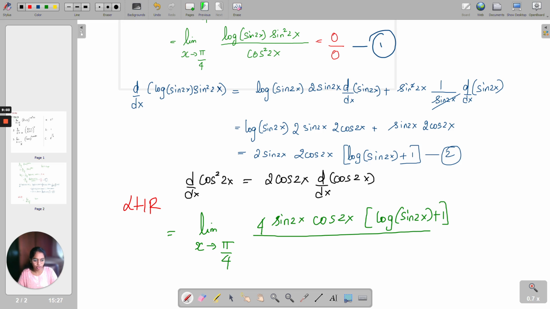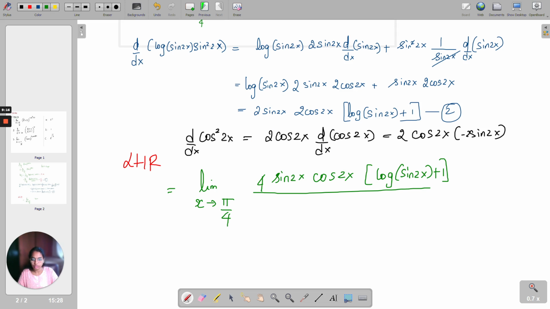What is differentiation of cos 2x now? Differentiation of cos 2x is minus 2 into sine 2x. Yes, so let me write that down. I would get in the denominator 2 into 2 is 4, I would get sine 2x into cos 2x. Now you see here we have taken 4 common, which is not possible because we have only 2 here, right? So let me replace this with 2, okay?